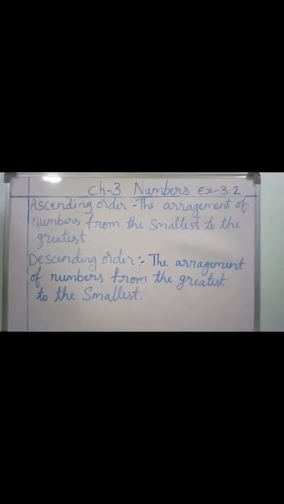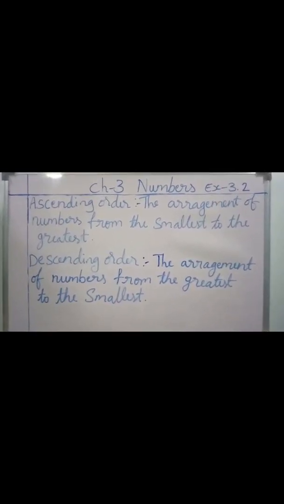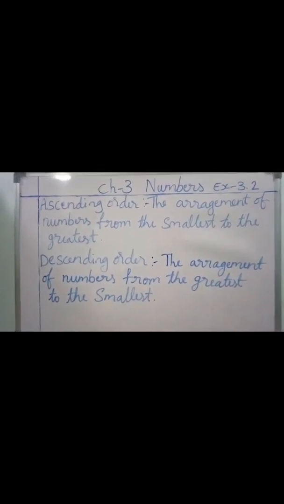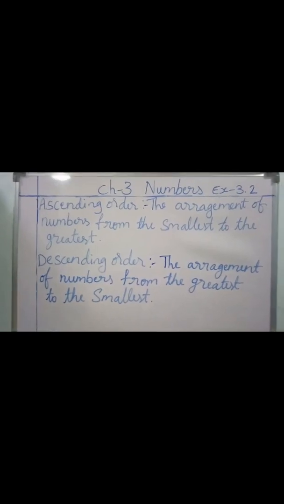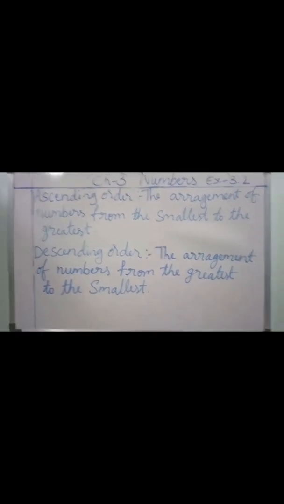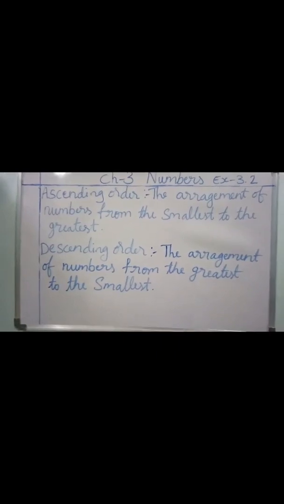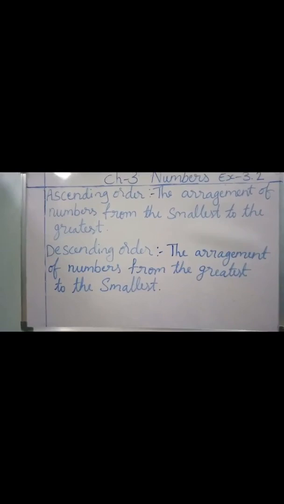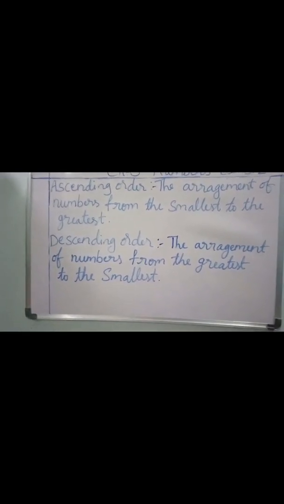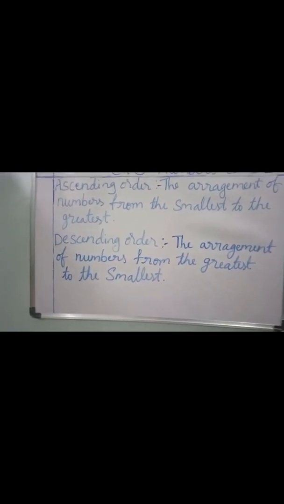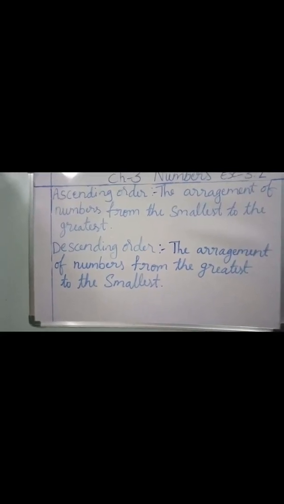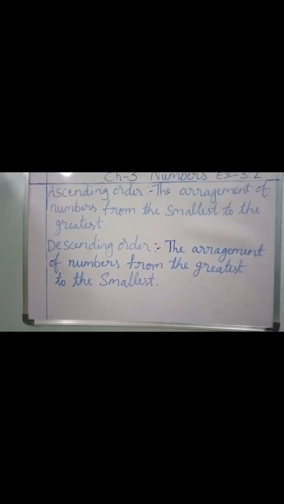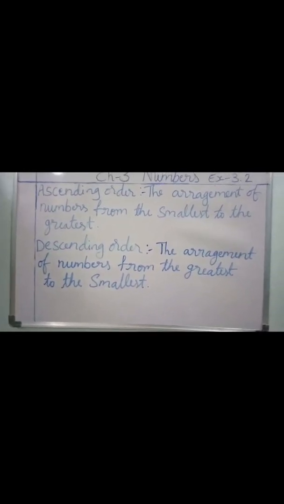Okay, children? Write this in the classwork first. Ascending order: the arrangement of numbers from the smallest to the greatest. Say it: the arrangement of the numbers from the smallest to the greatest. Descending order: the arrangement of the numbers from the greatest to the smallest. What is the descending order? The arrangement of the numbers from the greatest to the smallest. Write in the classwork, children.